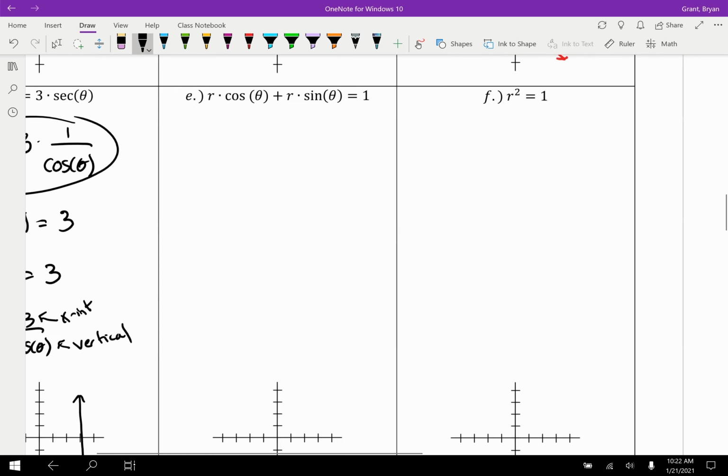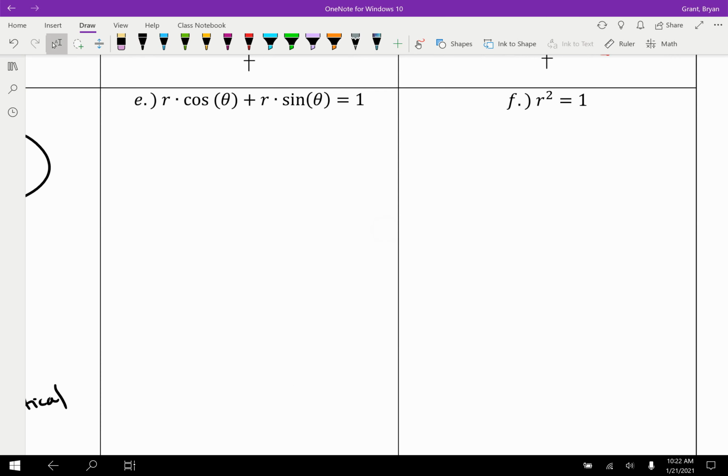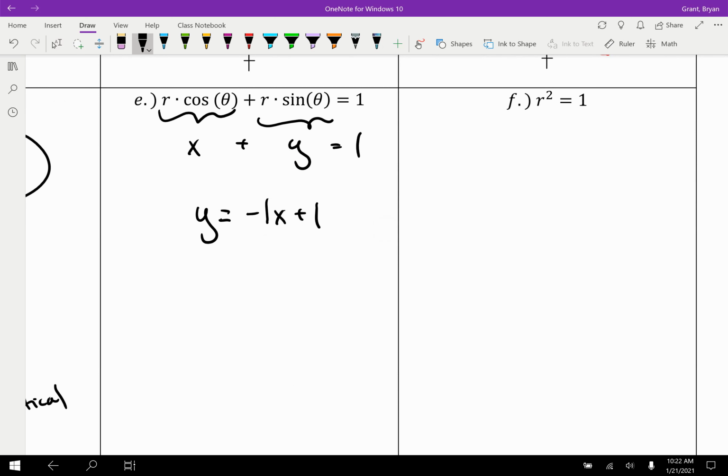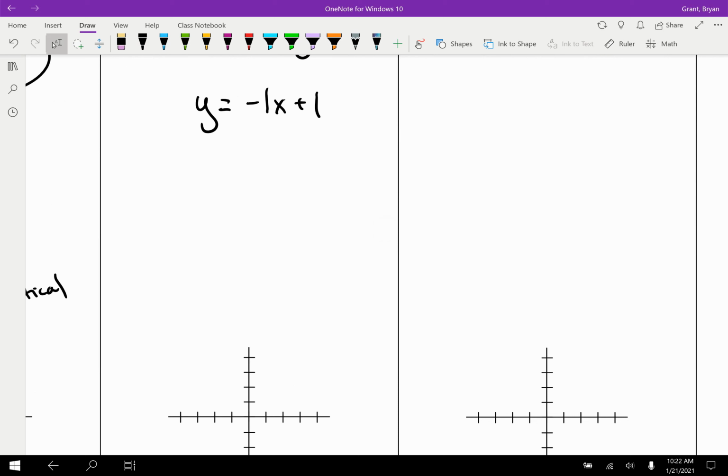2 left. R cosine of theta plus r sine of theta equals 1. Oh, this one looks nice, doesn't it? R cosine of theta, that's x. R sine of theta, that's y, equals 1. And then if you wanted to isolate y, if you prefer seeing it that way, negative x plus 1, slope-intercept form. Start at 1, down 1 over 1, down 1 over 1, and we have our diagonal line.